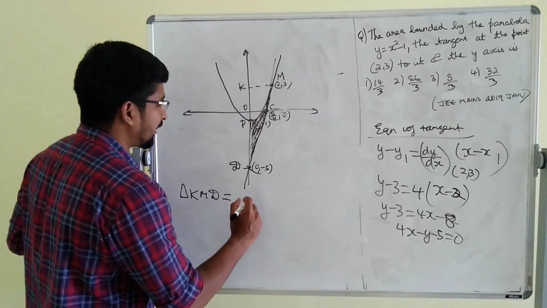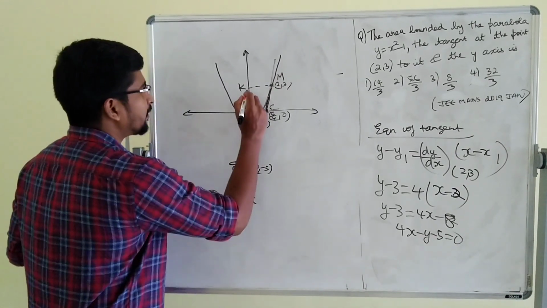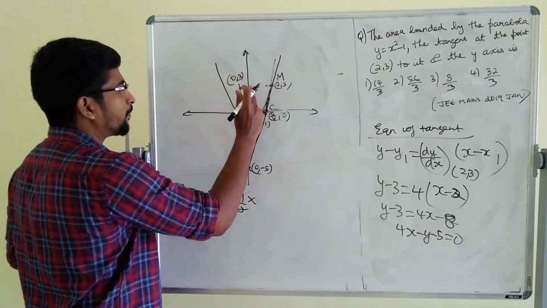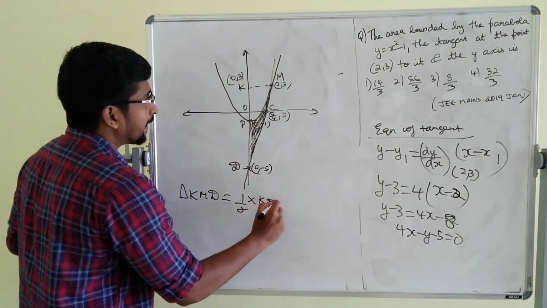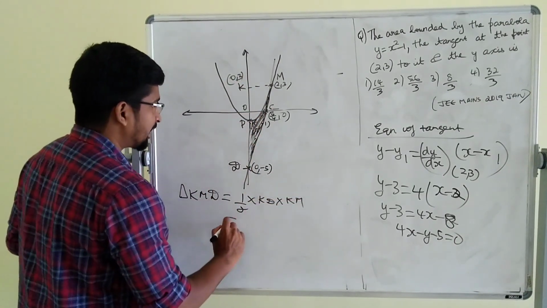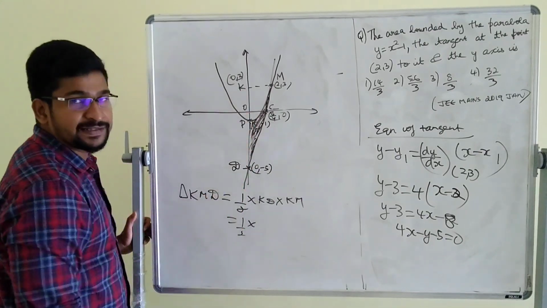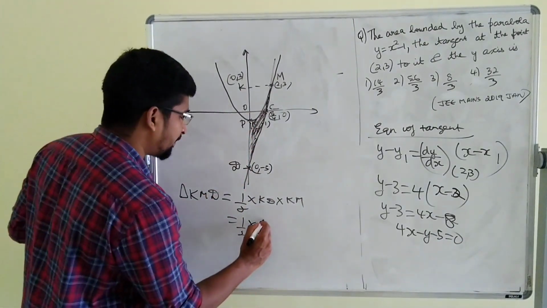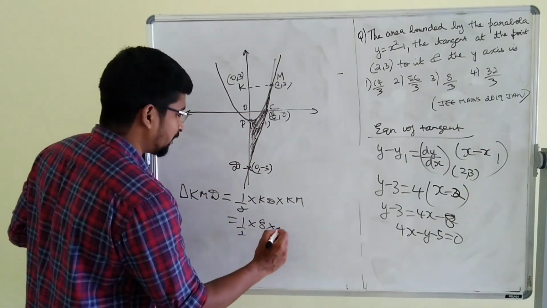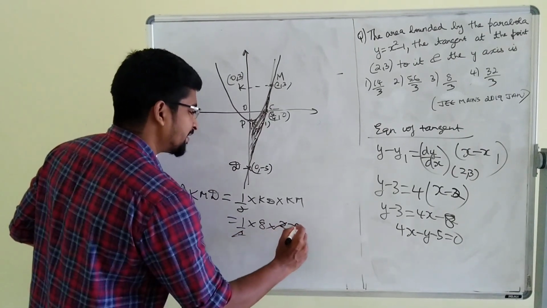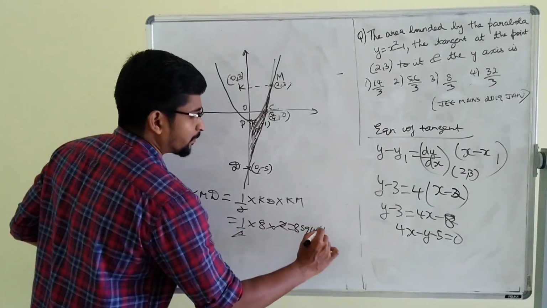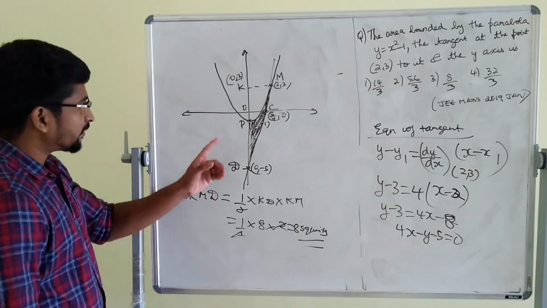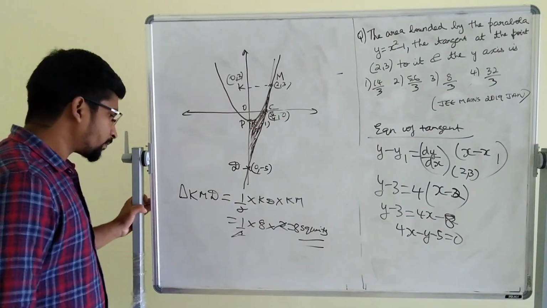What is the area of KMD? Half into base. This point will be (0, 3). So the base will be KD, into height, which will be KM. So that is half into the distance between (0, 3) and (0, -5), which is 8 units, into height, which is 2 units. So it is 8 square units. This will be 8 square units, the area here.